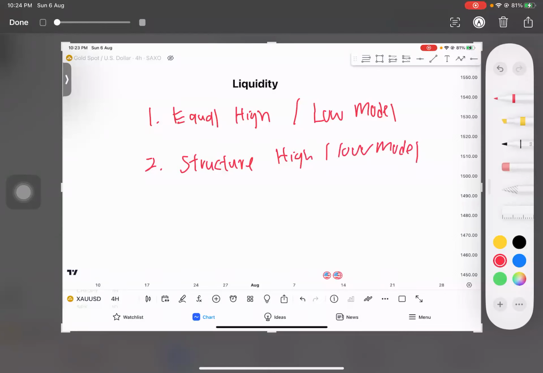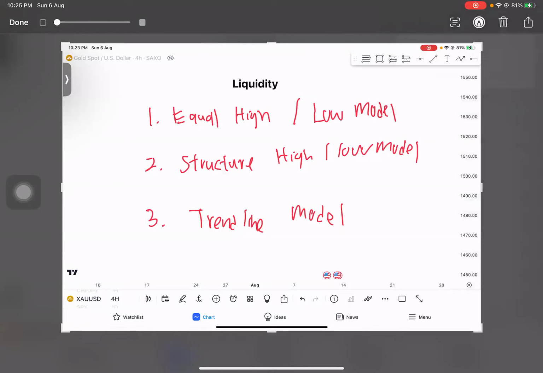Okay, the third one will be the trend line model. So in terms of liquidities, today I will teach you about three types of model: equal high, equal low, structure high, structure low, and also trend line. The most common one, to be honest, is the equal high and equal low model. So are you guys ready?